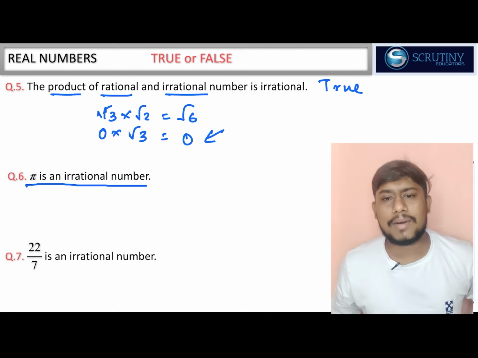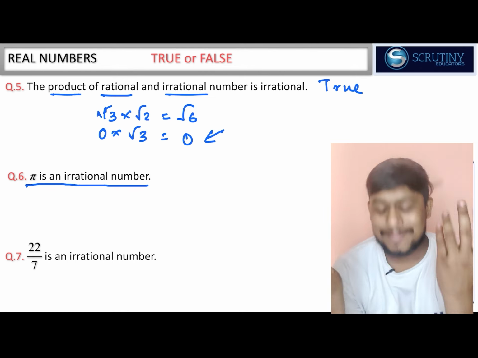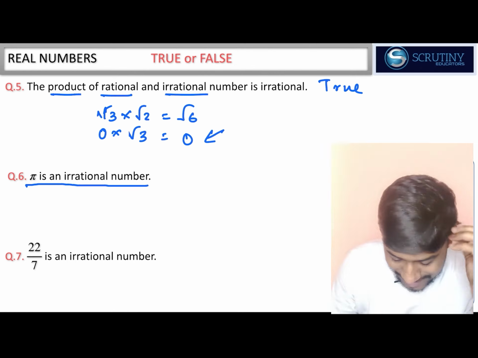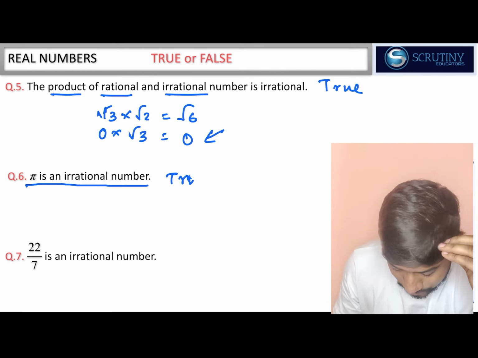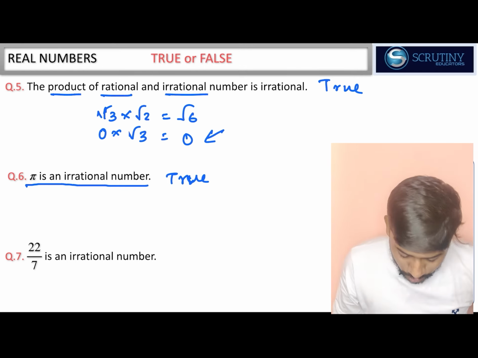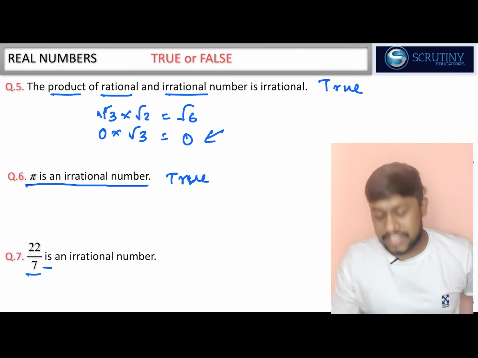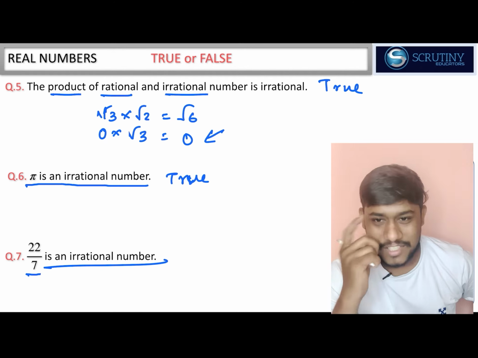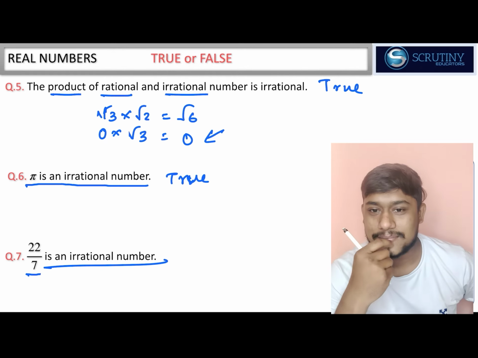Pi is an irrational number. What are they asking? True. Now, 22 upon 7 is an irrational number. Just think and give me the answer in the comment.